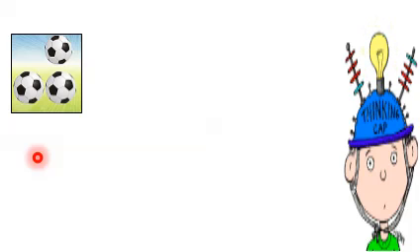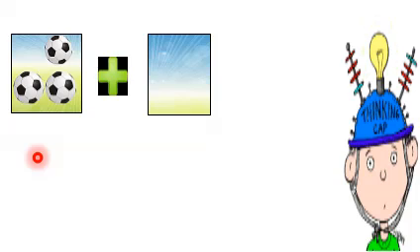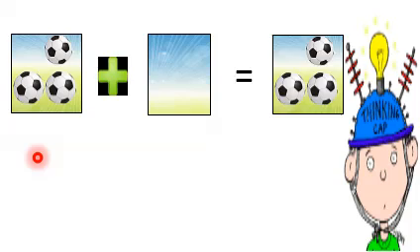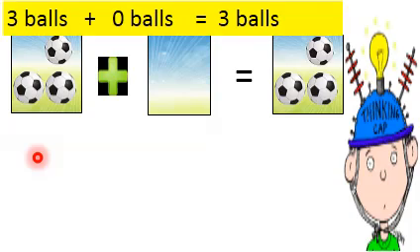So children, what do you see on the screen? That's right, you can see 3 balls. When you add 3 balls to nothing, that is 0, how many balls are there with you? Yes, you have 3 balls in all because you have added 3 with 0. So you get 3 itself.